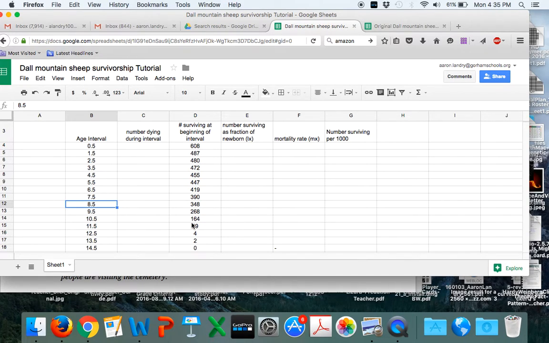Now I built this whole table. This table has a number dying during the interval, number surviving as a fraction of the newborn, mortality rate, and then number surviving per 1,000. This is what we're going to want for our data set.